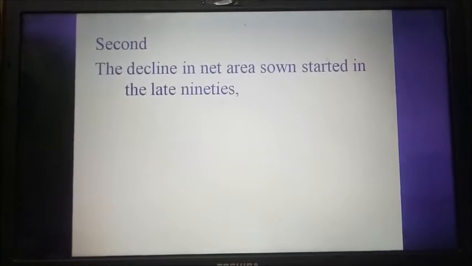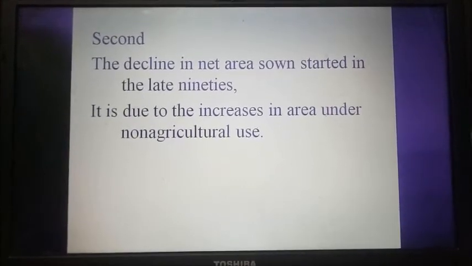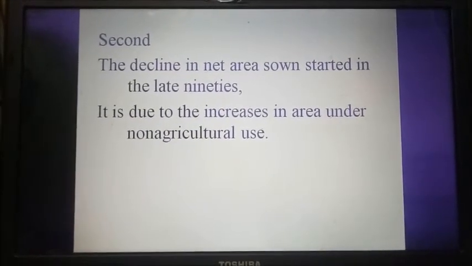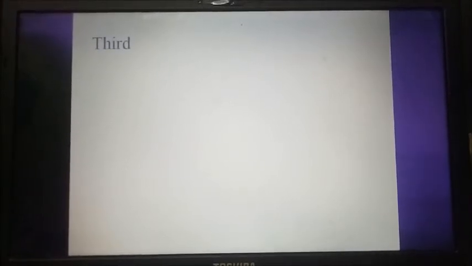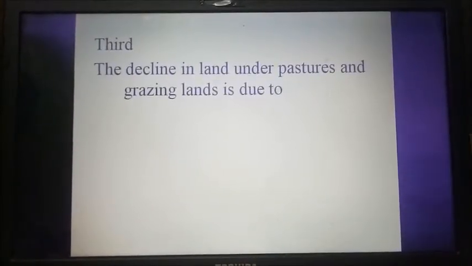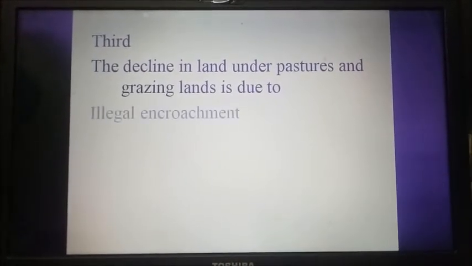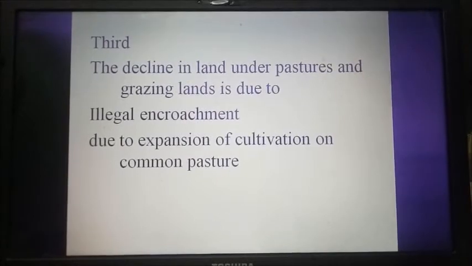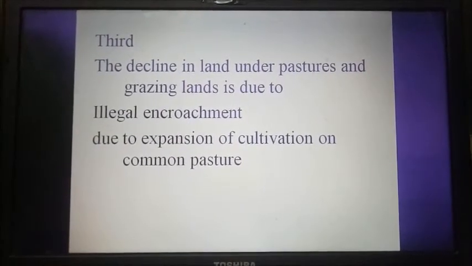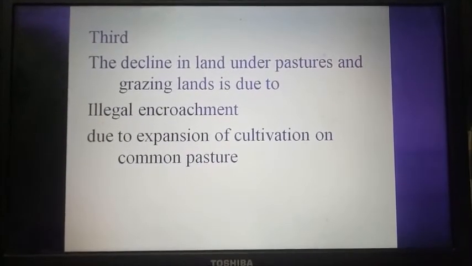Secondly, the decline in the net sown area started in the late 90s. Though it has shown a bit of improvement these days, this decline is basically because the area which was used for agriculture is now being used for non-agricultural uses. Thirdly, land under pastures and grazing land is also declining. And why is this declining? Because of illegal encroachment due to the expansion of cultivation on common pastures. As land is not available for agriculture, the land which was used for pastures is now converted into cultivated land.